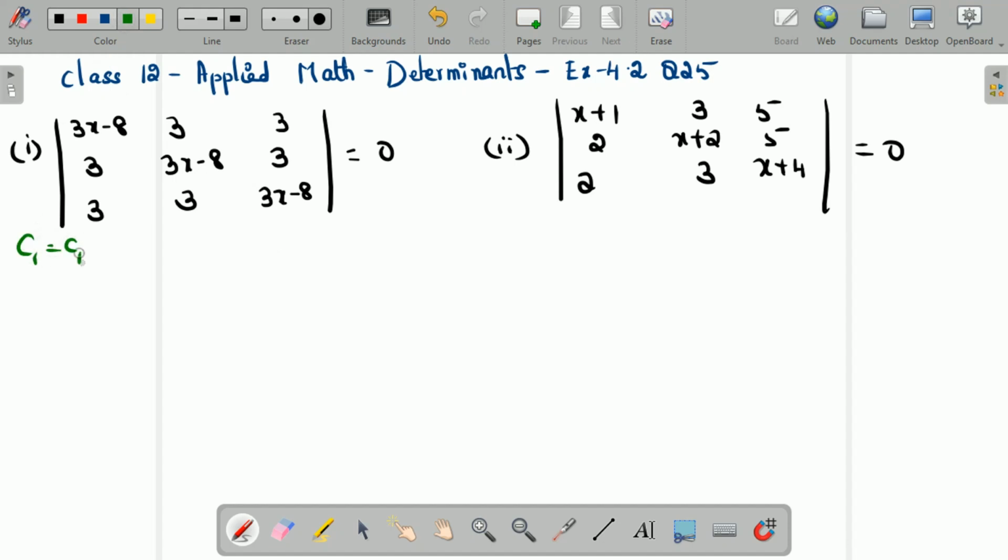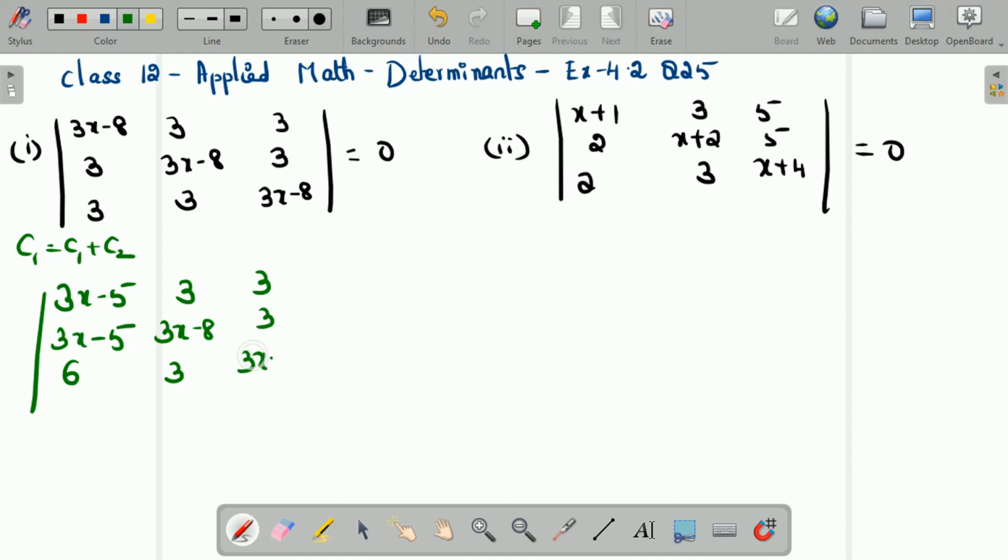C1 is going to be equal to C1 plus C2. So the first row in this column will become 3x minus 8 plus 3. So this will become 3x minus 5. Similarly, 3x minus 8 plus 3, so this will be another 3x minus 5. As for the last entry, it will become 6. So now let's copy the other columns as such. So this is 3x minus 8. This is 3, 3, 3 and 3x minus 8.